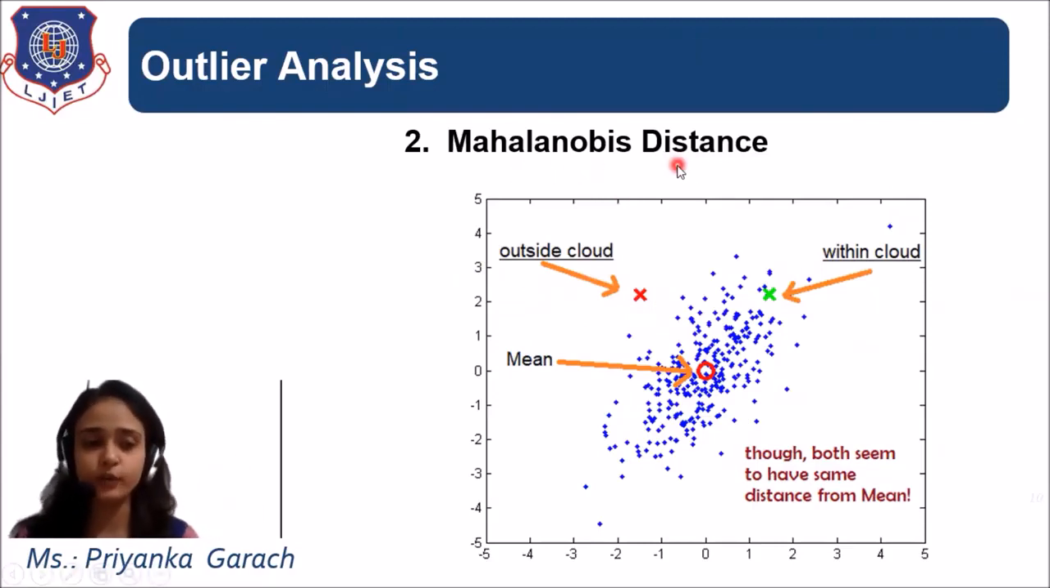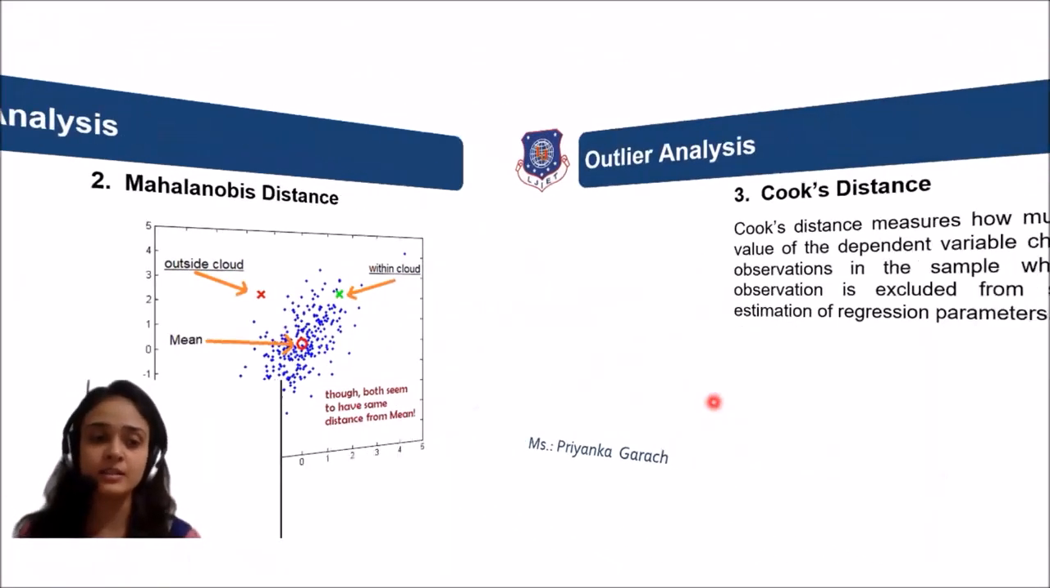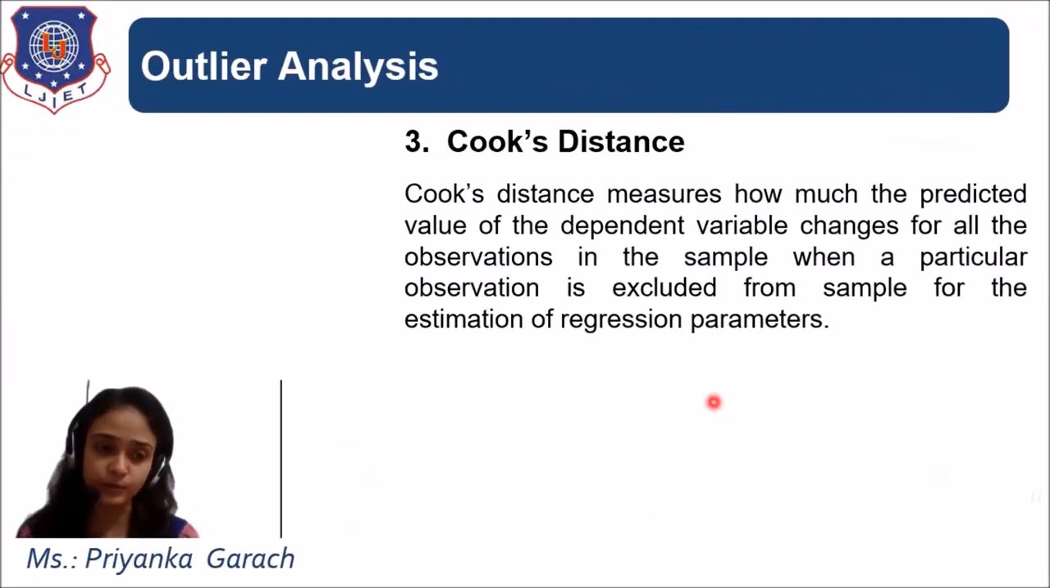So the z-score is focusing on the mean value, whether the point is far from the mean or not. Over here in the Mahalanobis distance, they are calculating the centroid of all the observations, and checking whether a particular point is far from the centroid or not. So like this, the Mahalanobis distance is calculated.